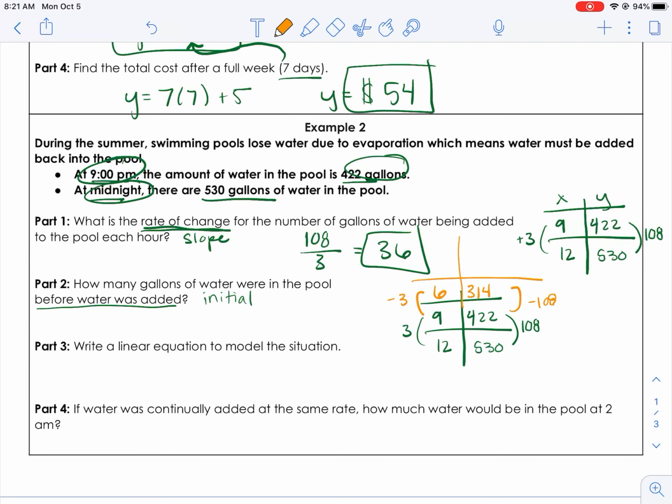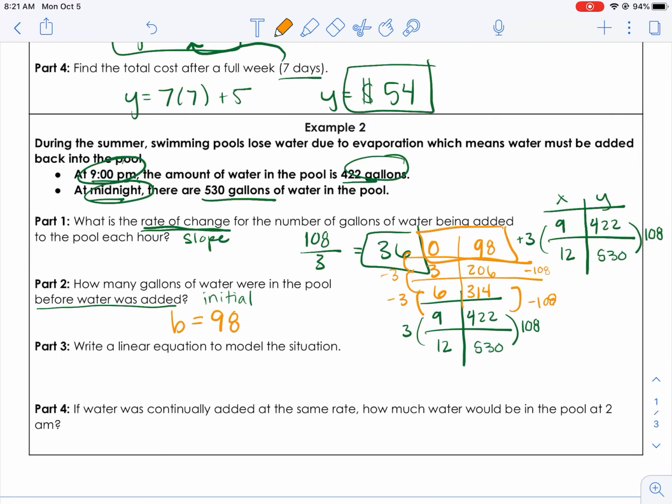And we're just going to keep on going until we get to 0. So we'll subtract 3 again, brings us to 3. We'll subtract 108, brings us to 206. And one more time, if we subtract 3, that gets us to 0. And subtract 108 one more time, that gets us to 98. So our y-intercept is 98.